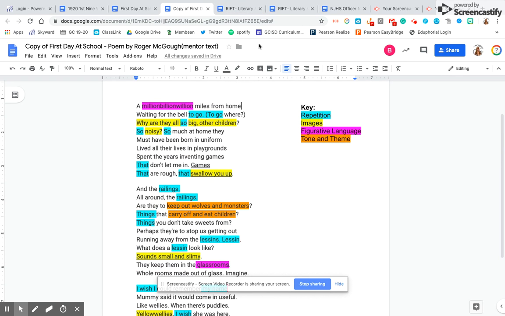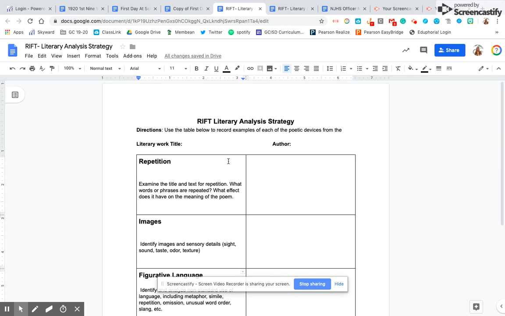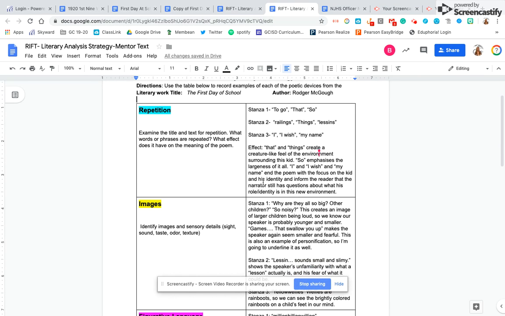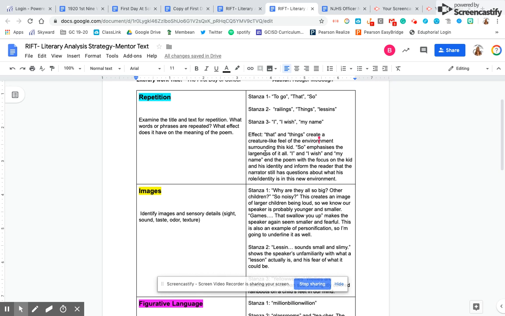So after you've highlighted, what we want you to do is to go into this graphic organizer. And here's what we did. It asks you to examine the title and text. I want you to go find all the repetition words and phrases and put them out, by stanza. And then it asks you, what effect does it have on the poem?